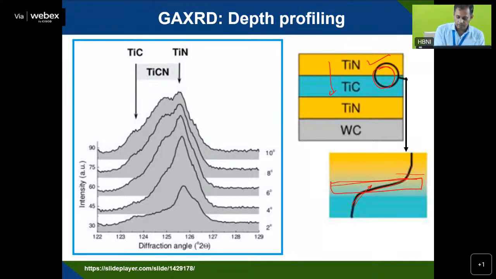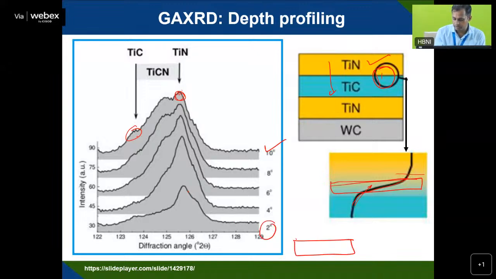When the angle is 10 degrees, that higher angle, you can see that the top surface information is here, and you are getting the titanium nitride peak, and that titanium carbide is very rich there. So when you go inside, in that depth profiling here, you can see how the nitride peak intensity is from here. This is the angle of 2 degrees, that is the very low angle here.